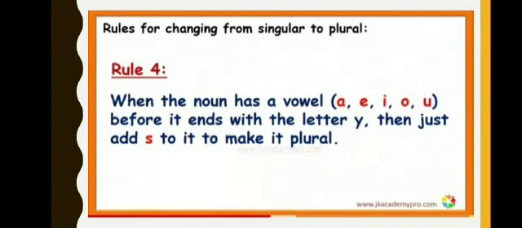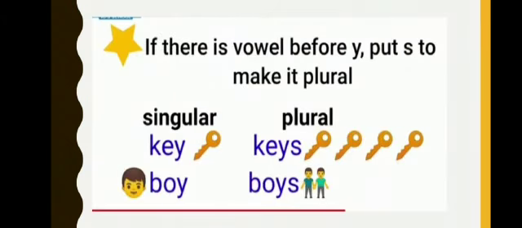Let us learn rule number 4. When the noun has a vowel A, E, I, O, U before it ends with the letter Y, then just add S to it to make it plural. Let us learn through examples. First example, key, keys. Here the word key ends with the letter Y. Before that there is a letter E which is a vowel sound. So to make it plural we do not drop the letter Y but simply add the letter S at the end. Key, keys. Boy, boys.